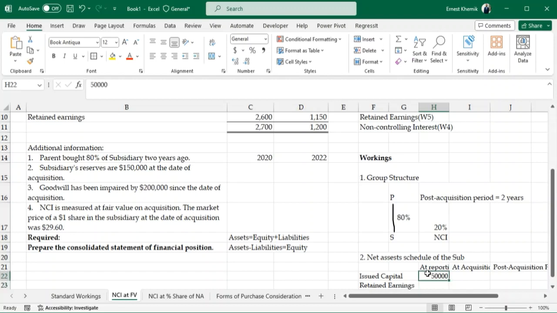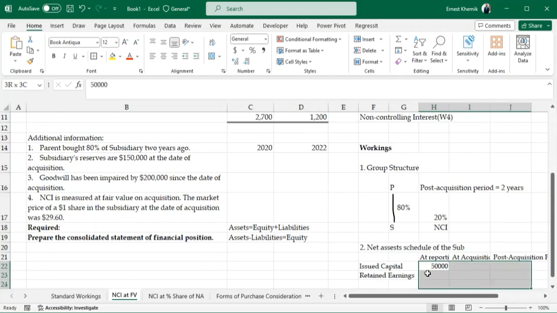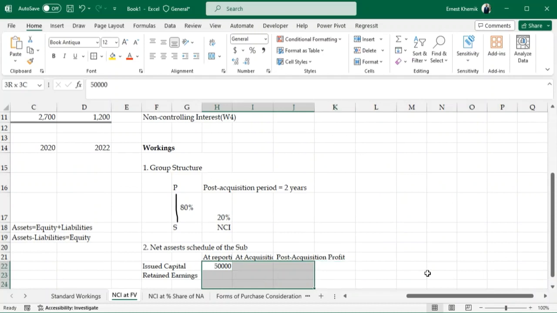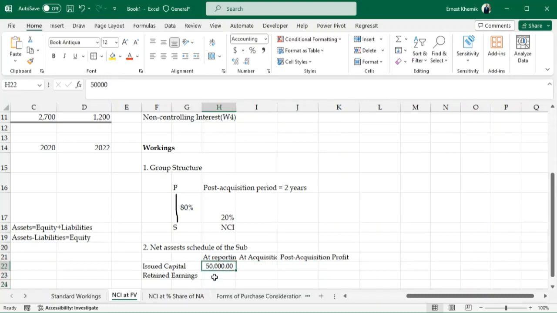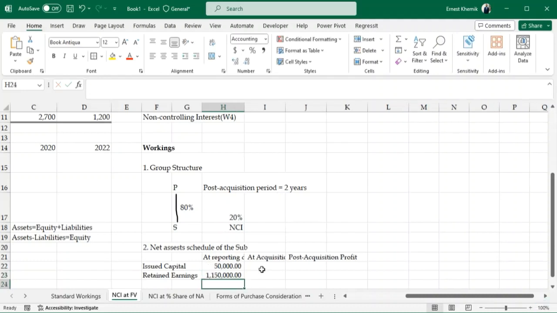So let me quickly format this as an accounting figure. Good. So we have at the reporting date, the retained earnings is 1,150,000, as we have there nicely. So that is the acquisition date values.